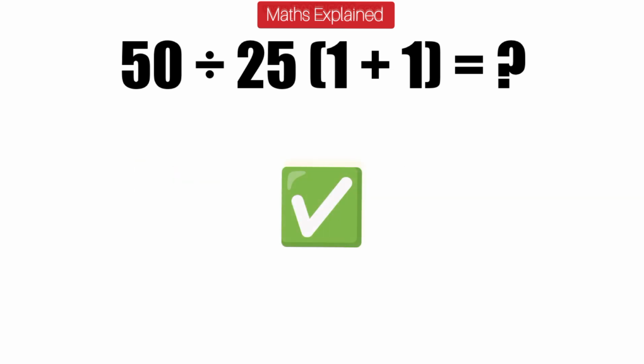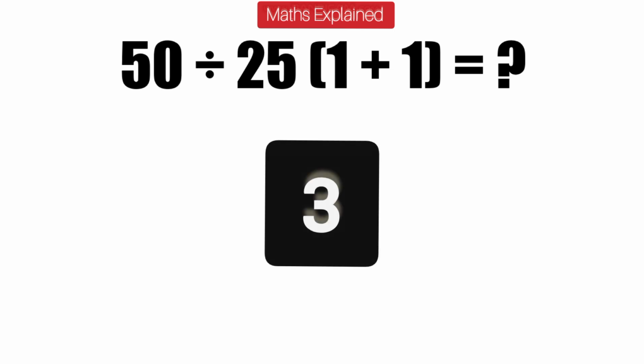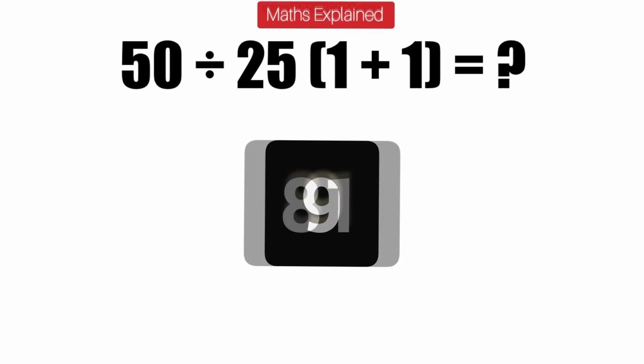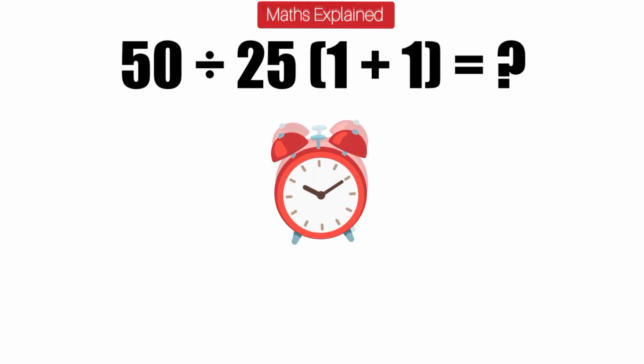Question is, 50 divided by 25 times 1 plus 1 equals. Options are A. 1, B. 3, C. 9, D. 81. Your time starts now.